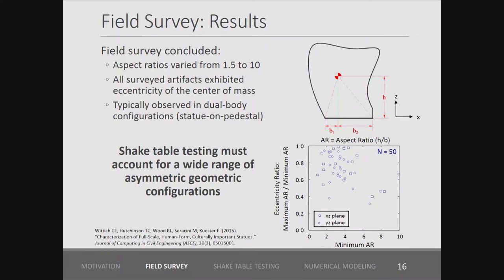And while no distinct trend is observed, nor would one be anticipated given this non-engineered or artistic system, the scatterplot does serve to emphasize the wide variation of geometries encountered. Aspect ratios range down to a value of about 1.5, or fairly squat and square in shape, all the way up to aspect ratios approaching 10, so exceedingly tall. Furthermore, eccentricities were seen down to about 0.3. This indicates that one width to the center of mass, B1, is only 30% that of the opposite, B2, therefore a very highly eccentric configuration. And so, moving forward to shake table testing, a very wide range of asymmetric geometric configurations must be incorporated.